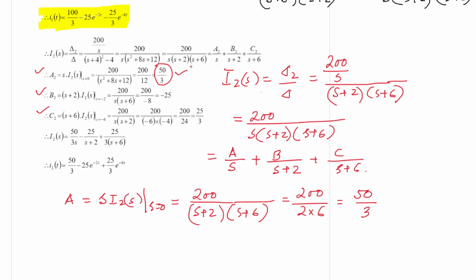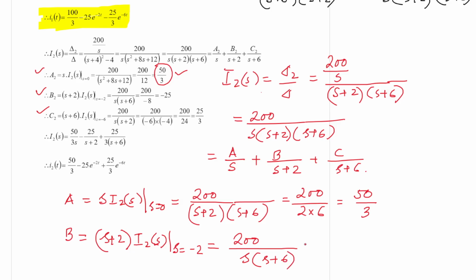Here is your answer. Then we shall solve for B. What will be B? B is equal to s plus 2 into I(s) at s equal to minus 2, which is equal to 200 by s into s plus 6. If you substitute s equal to minus 2, in the numerator we have 200, and in the denominator we have minus 2 into 4. So it will be minus 25.